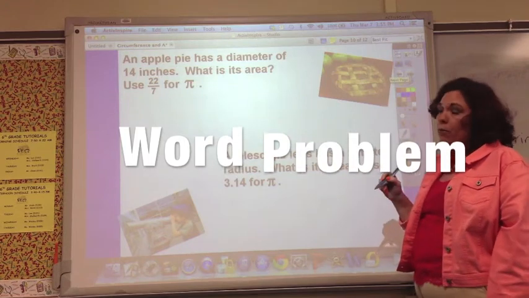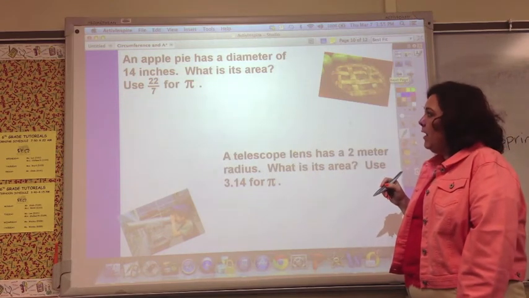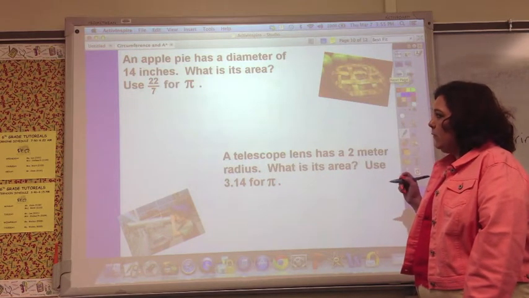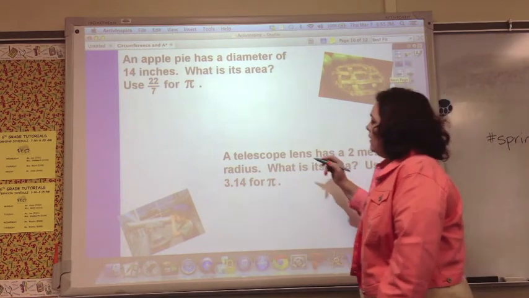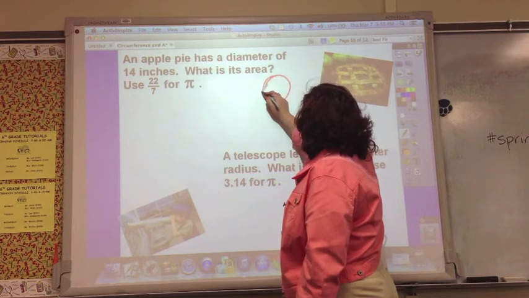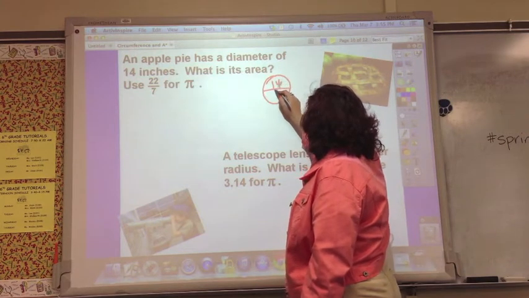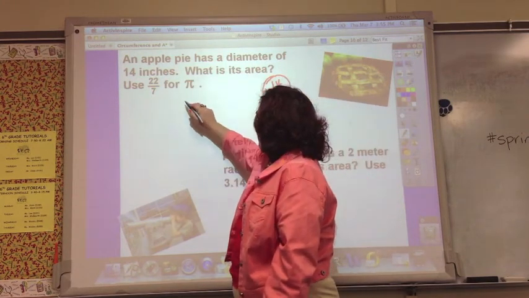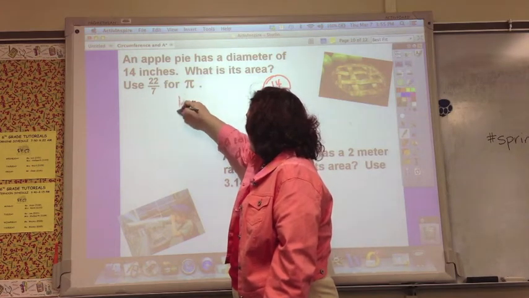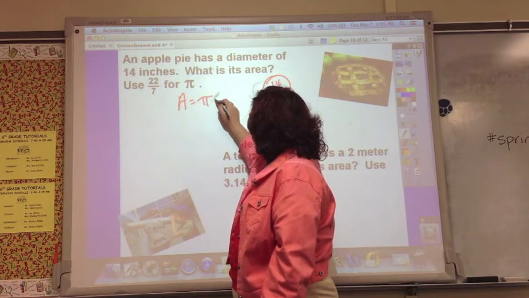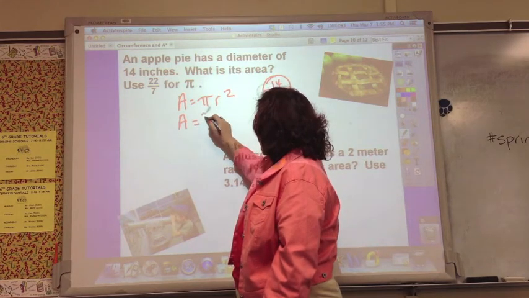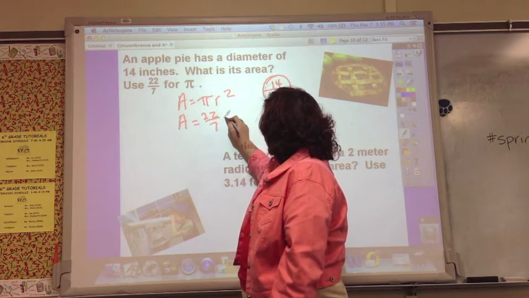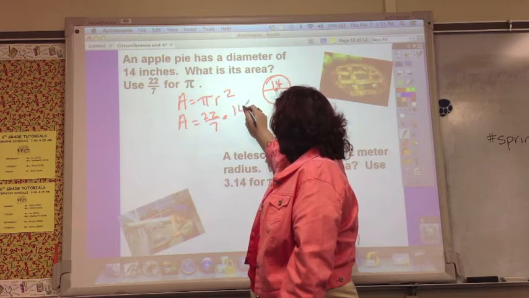Okay, so then you're going to have word problems. It says an apple pie has a diameter of 14 inches. What is its area? Use 22/7 for pi. So let me draw a picture of it. So I've got this, and I've got this all the way across is 14. So my formula for area is area equals pi r squared. So area equals 22/7 times 14.